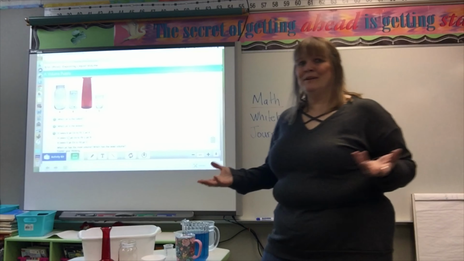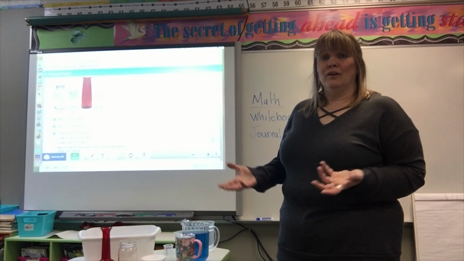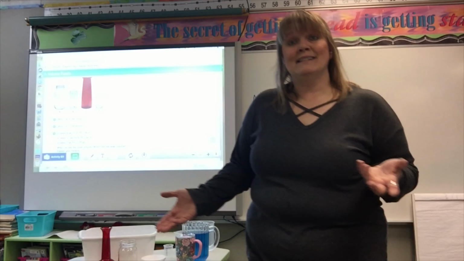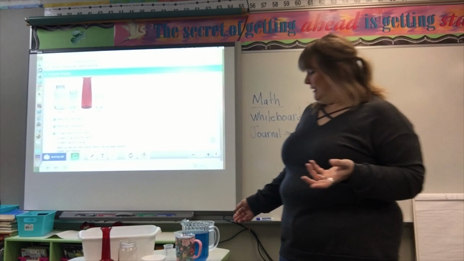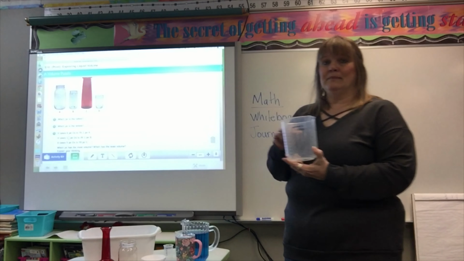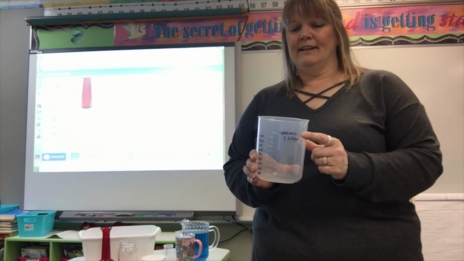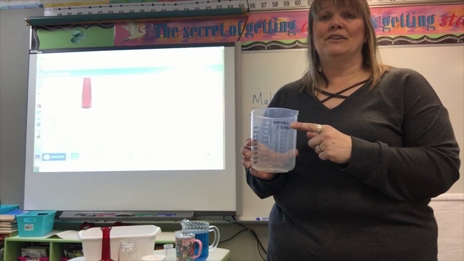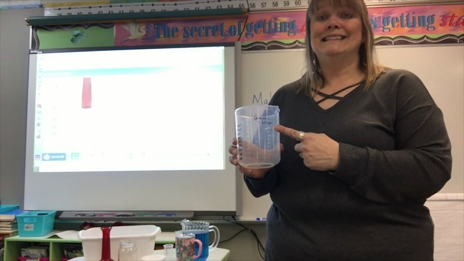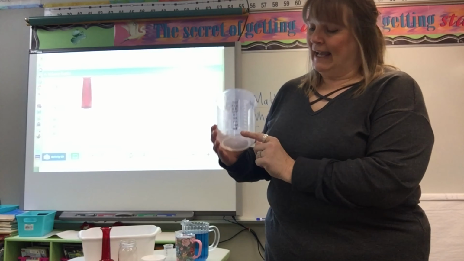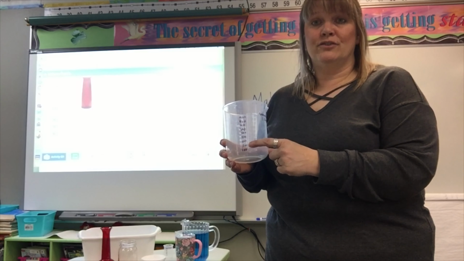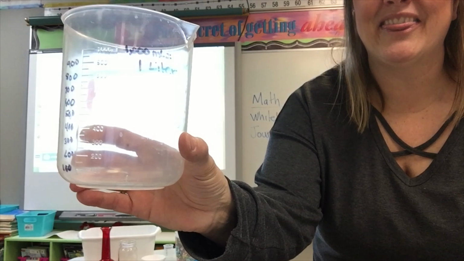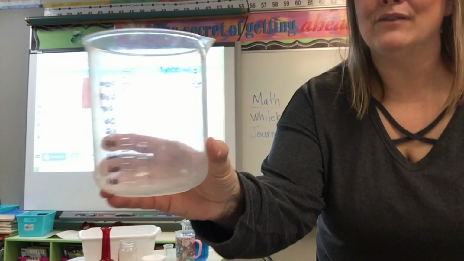Now, how could we do that? How could we find out which one can hold the most water? Well, the only way we can do that is if we have what's called a beaker. Okay, these are called beakers. So this one right here is 1,000 milliliters. And 1,000 milliliters is equal to 1 liter. So if you look at the side, it goes up by hundreds. 100, 200, 300, 400, all the way up to 1,000. And again, 1,000 is a liter.